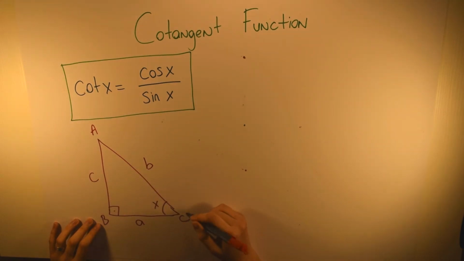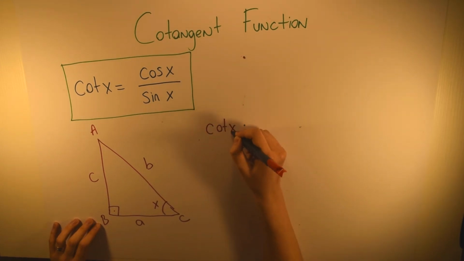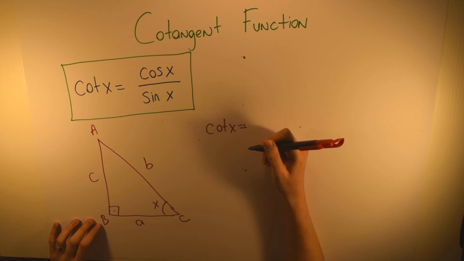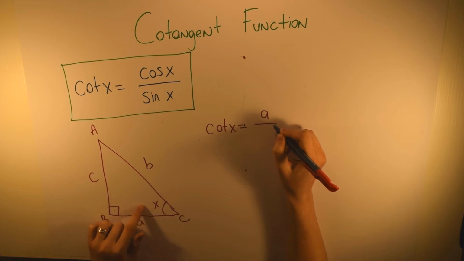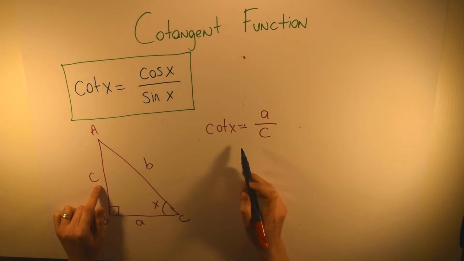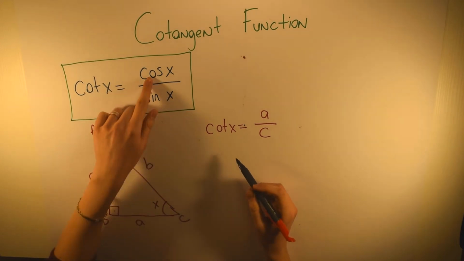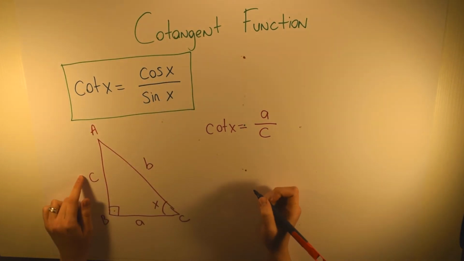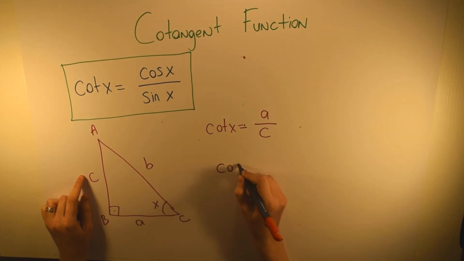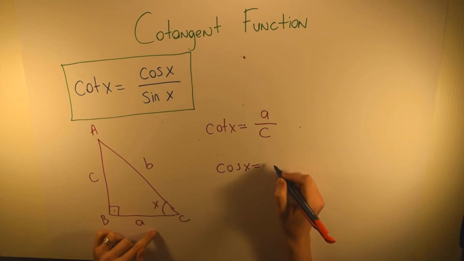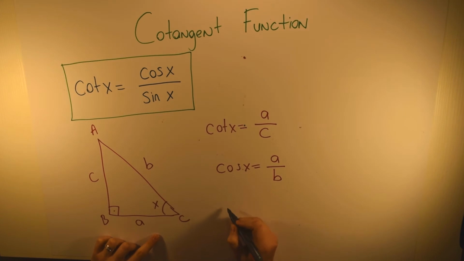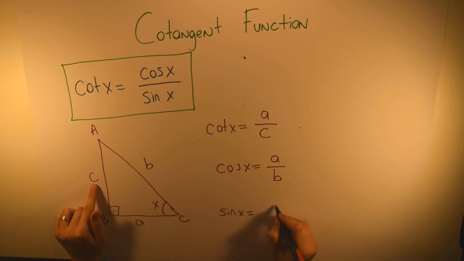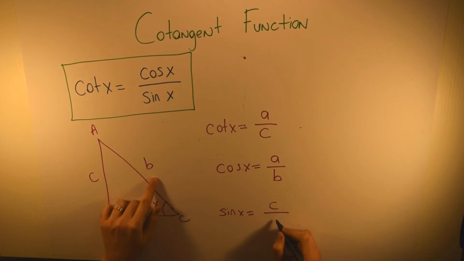Okay, so here what is cotangent x? It is adjacent side over opposite side. So adjacent side is A over opposite side is C, right? So this is our cotangent x. So how do we find our cosine x? It's equal to adjacent side over hypotenuse, right? Cosine x is equal to A over B, and our sine x is equal to opposite side C over hypotenuse B, right?